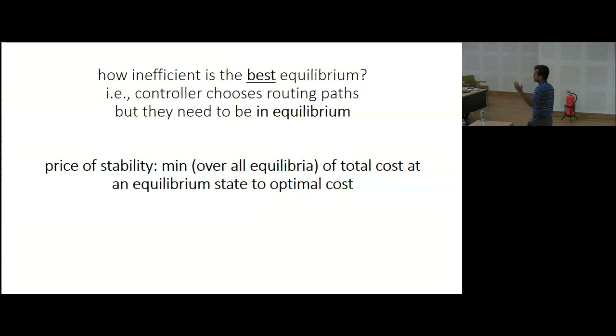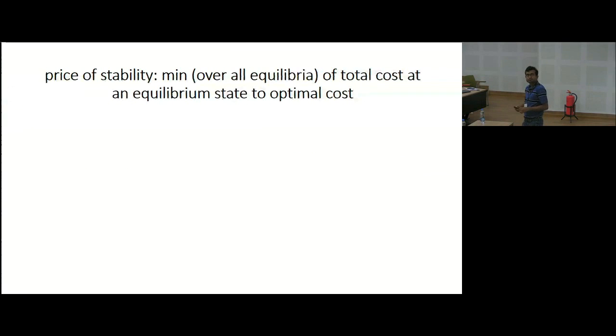This ratio of the cost of the best equilibrium to the optimal cost is called the price of stability of these games. These two measures, price of stability and price of anarchy, are fairly popular in game theory nowadays. A lot of people study these for various different games. The notion of price of stability was in fact introduced for network games. So that's what we want to study now: we want to understand the price of stability of these games.